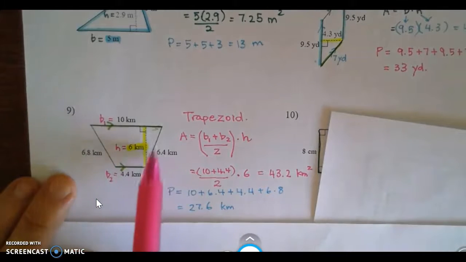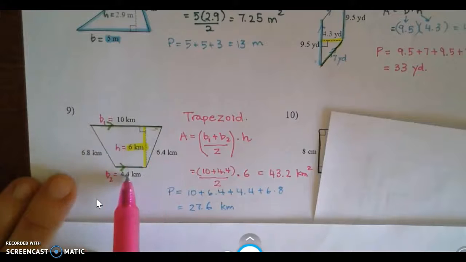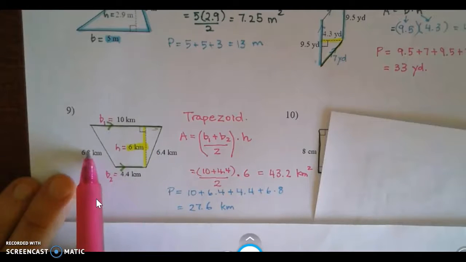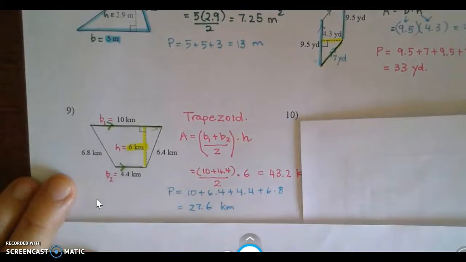Perimeter is just the outside length. So you're adding 10 plus 6.4 plus 4.4 plus 6.8 there. And then you should get 27.6.